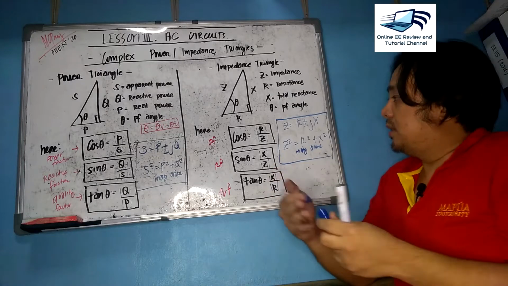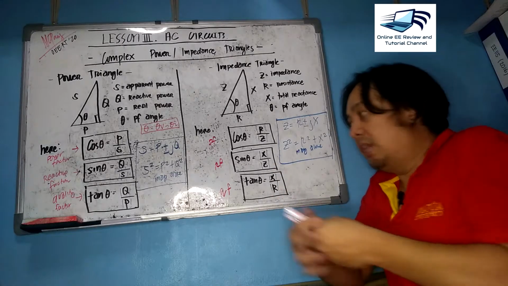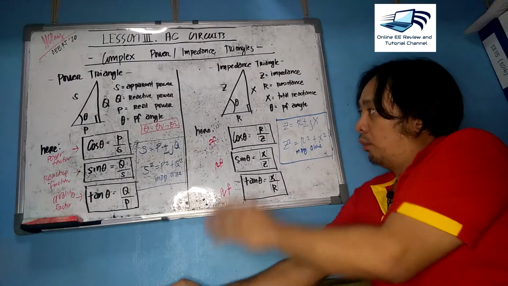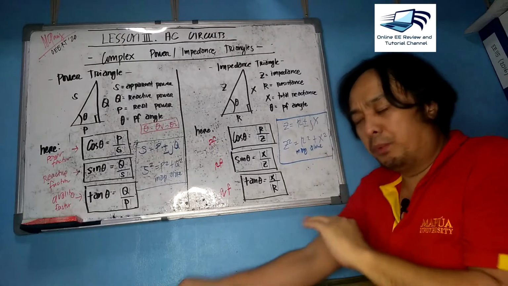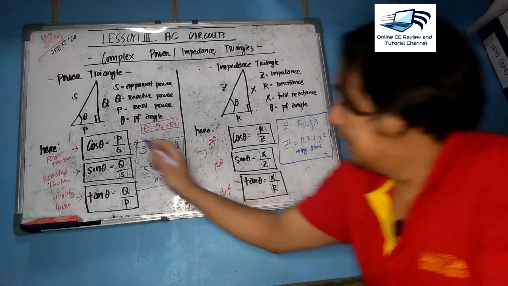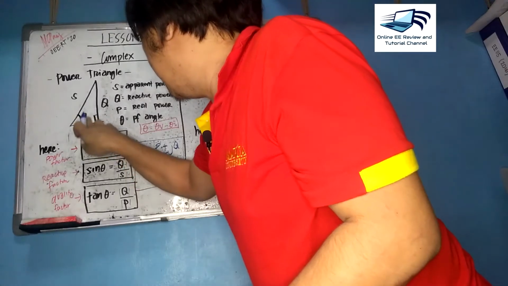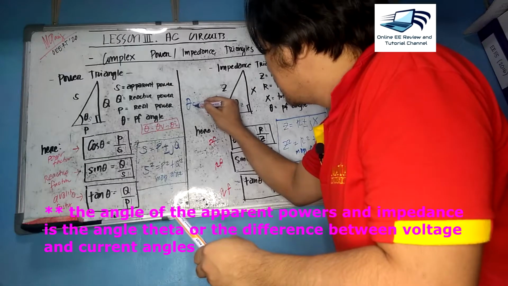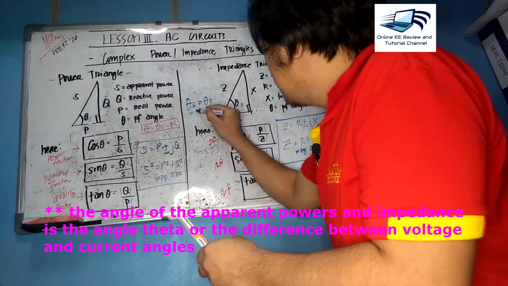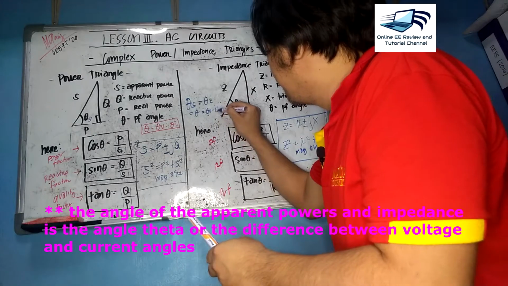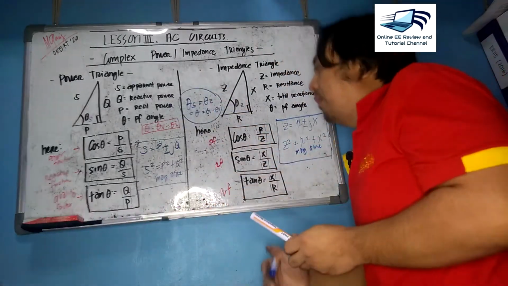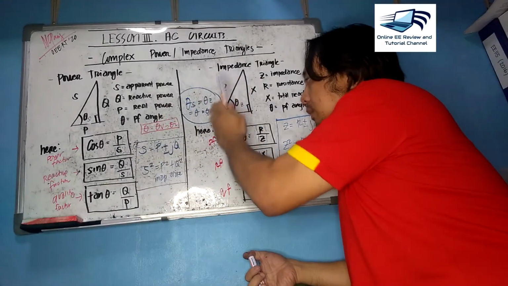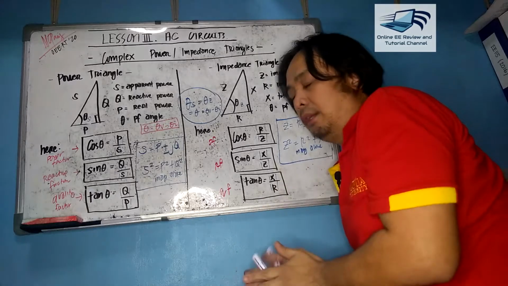All of these are very important parameters, and we already developed the majority of the formulas for S and Z. By the way, one important thing that you must know is that the angle theta S and theta Z are the same as the power factor angle, which is theta S is also theta Z, which is equal to theta, the difference between the voltage and the current angles.